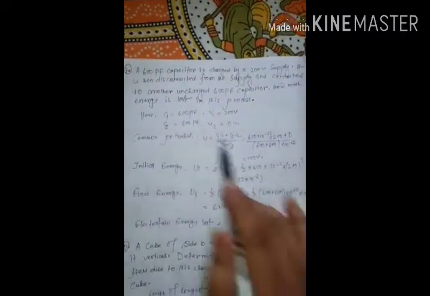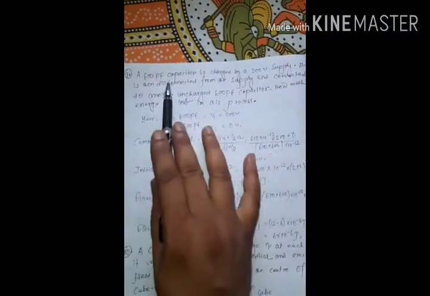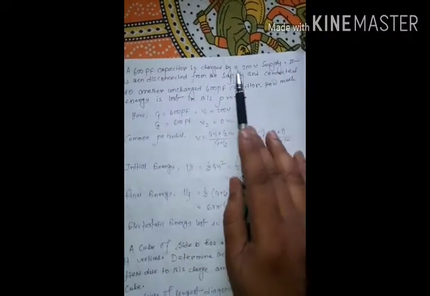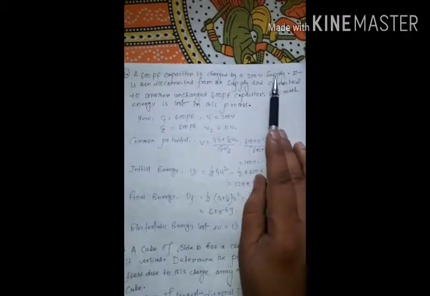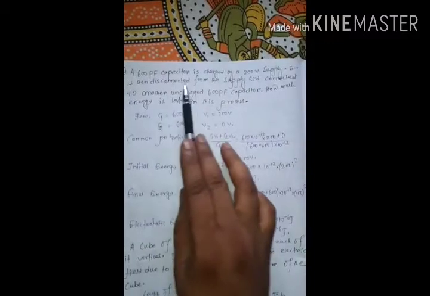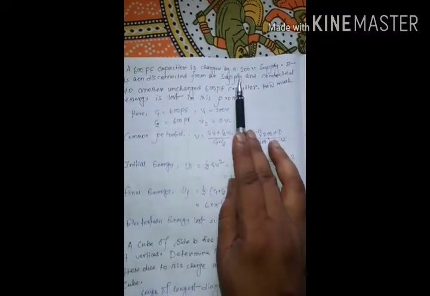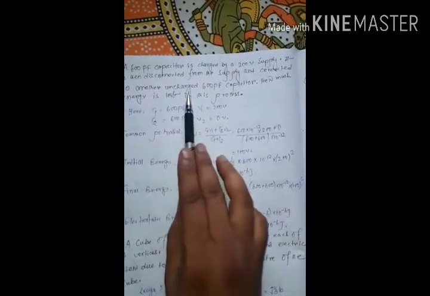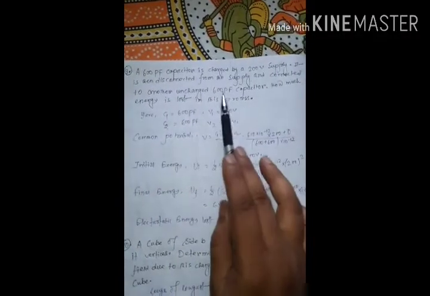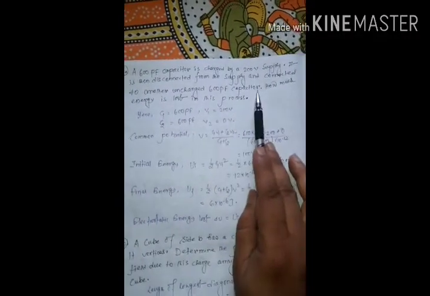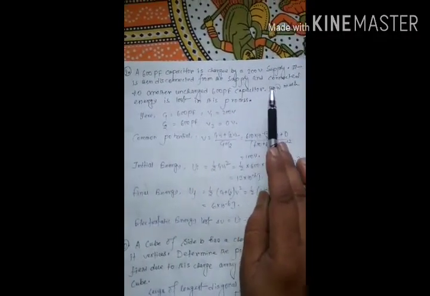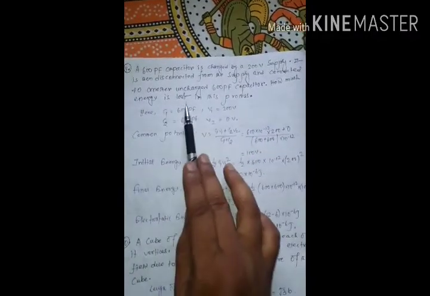A 600 picofarad capacitor is charged by a 200 volt supply. It is then disconnected from the supply and connected to another uncharged 600 picofarad capacitor. How much energy is lost in this process?